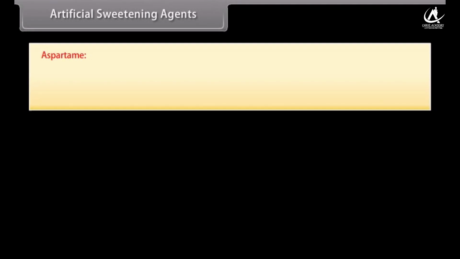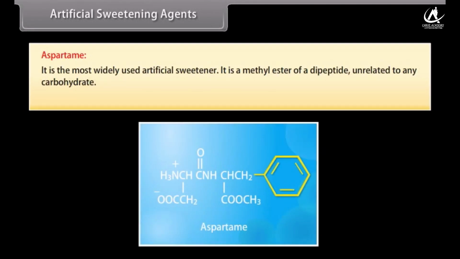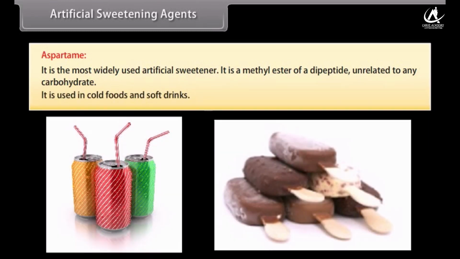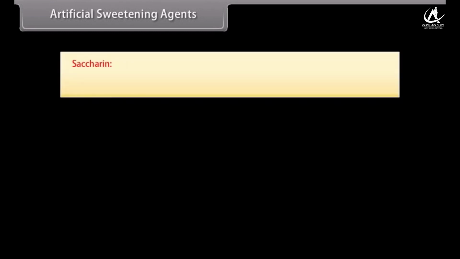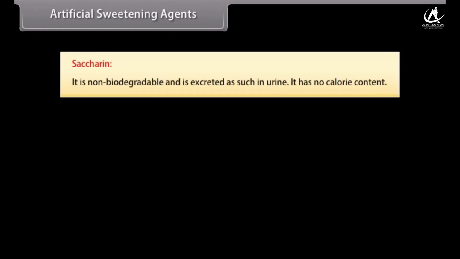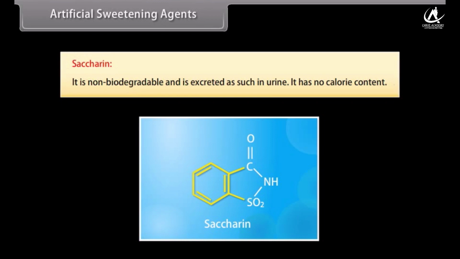Aspartame. It is the most widely used artificial sweetener. It is a methyl ester of a dipeptide unrelated to any carbohydrate. It is used in cold foods and soft drinks. Saccharin. It is non-biodegradable and is excreted as such in urine. It has no calorie content. It has proved to be a lifesaver for countless diabetics and is used for those who need to control intake of calories.